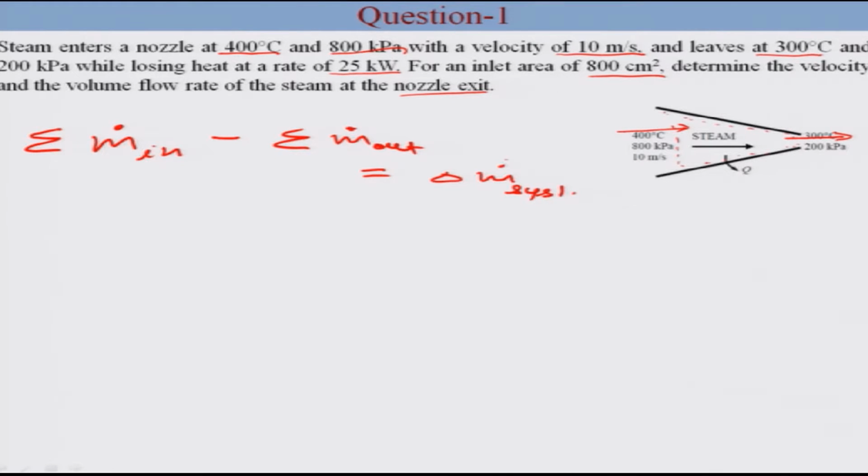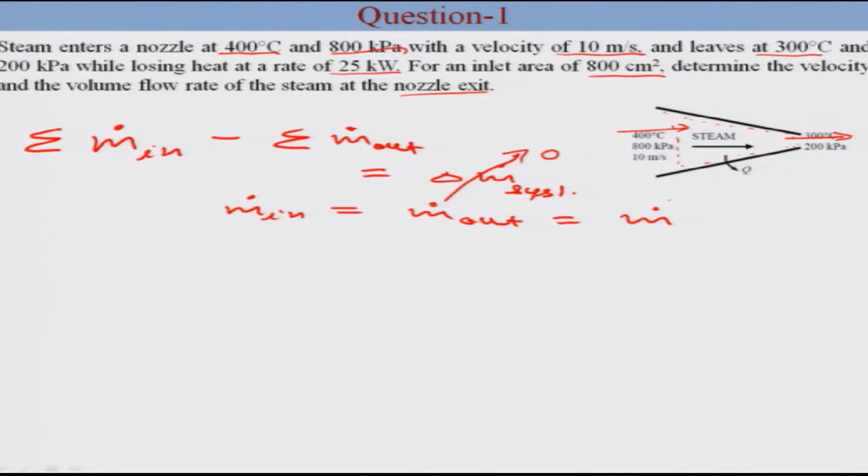Since this is a steady state process, nothing will change with time. So delta m of the system will be 0. That means mass flow rate coming in will be equal to mass flow rate coming out of the system, and let's say it is equal to m dot.